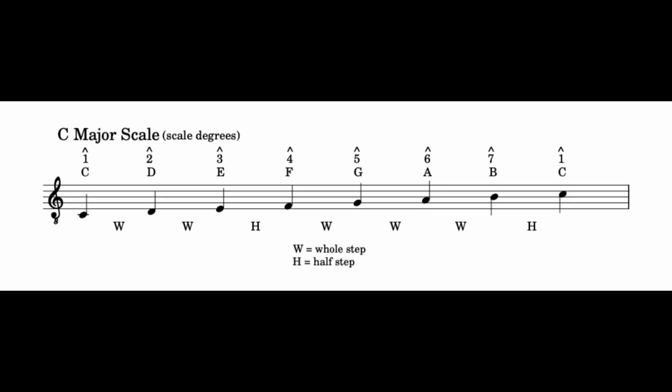A useful way to think of the major scale is to use numbers. Here's the C major scale labeled with scale degrees. Notice the half steps are between scale degrees 3 and 4 and 7 and 1. The major scale will always have half steps in these locations no matter which pitch the scale starts on.